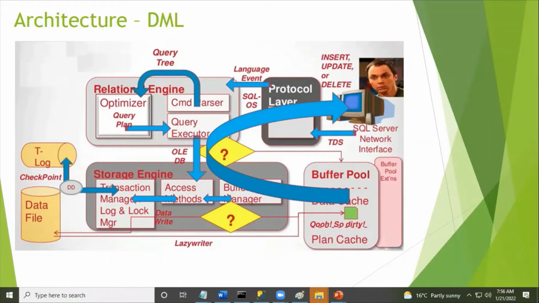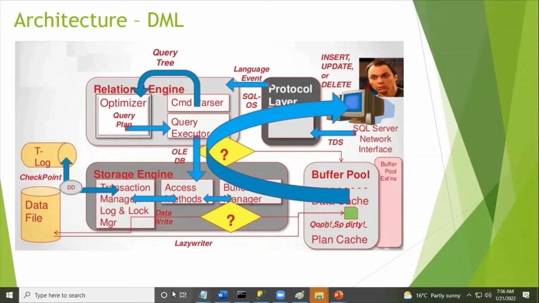Auto checkpoint is every 60 seconds. Automatic checkpoint is based on the recovery interval; it will keep executing the checkpoint internally. We can define that with sp_configure, which defines how frequently we need the checkpoint to run. Indirect checkpoint is based on target recovery time, which is also configured with sp_configure.